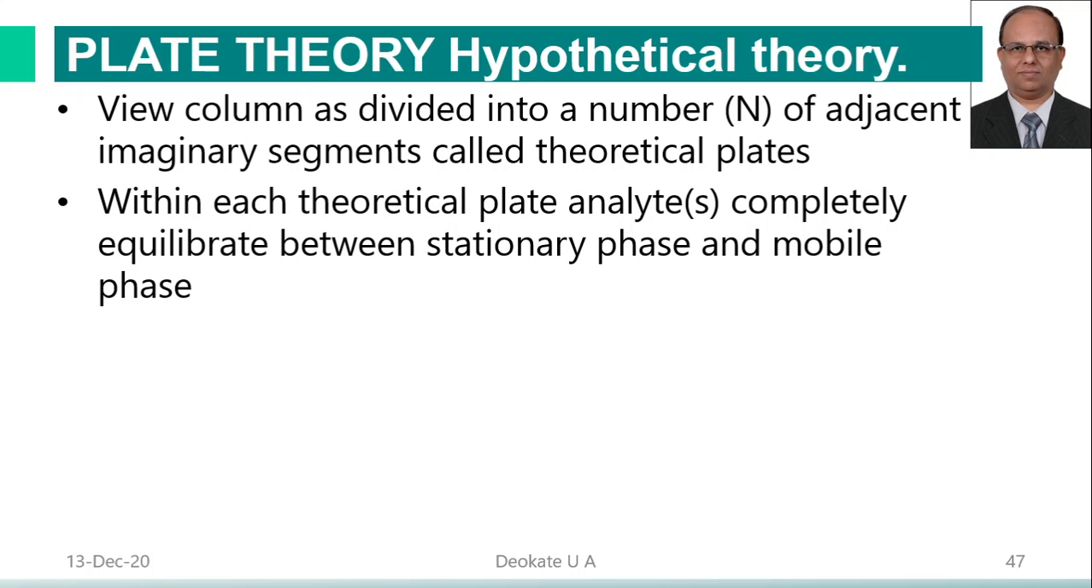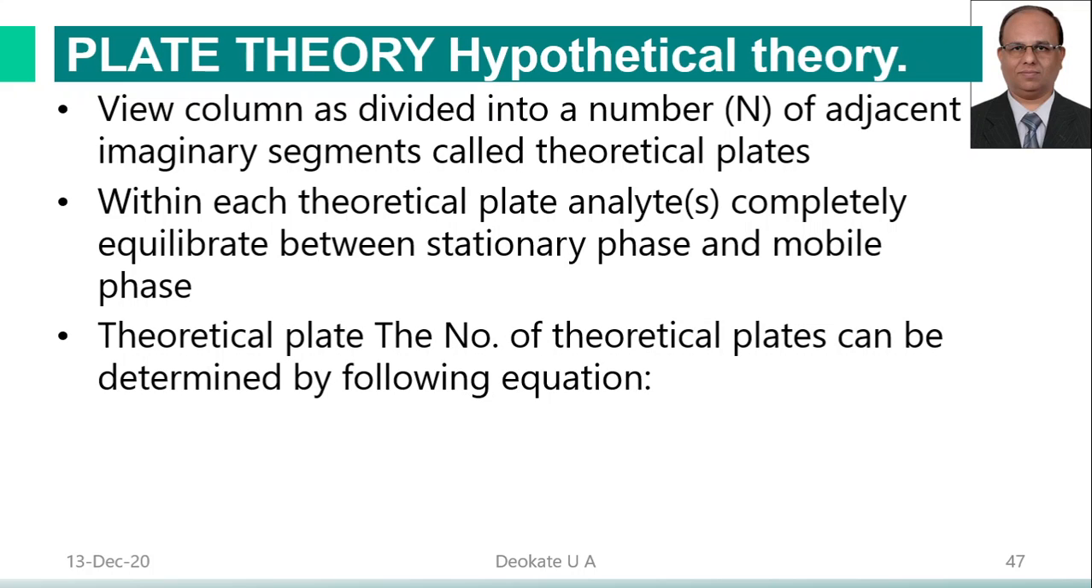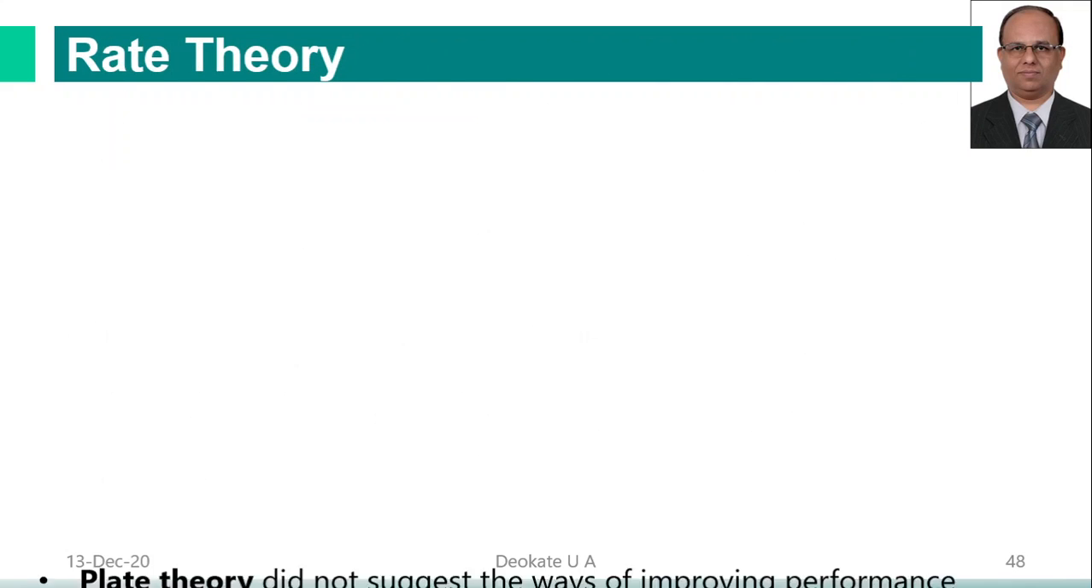Within each theoretical plate, the analyte completely equilibrates between the stationary phase and the mobile phase. The number of theoretical plates can be determined by the following equation: N = 16 (RT/W)², where N is the number of theoretical plates, RT is the retention time, and W is the peak width. Generally, the half peak width is taken for further calculations.